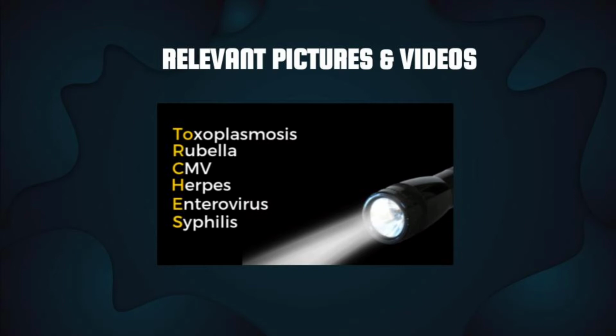Next is for relevant pictures and videos. We have here the meaning of TORCH: toxoplasmosis, rubella, CMV, herpes, enterovirus, syphilis. And we also have here a YouTube video that explains TORCH infections.